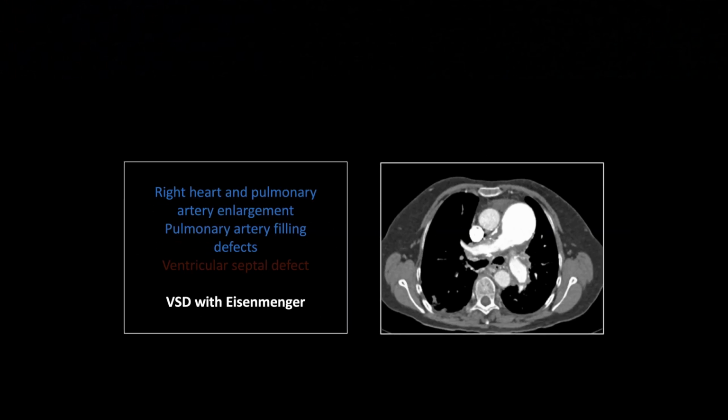And here is a VSD. This one was a crazy case. This is an elderly female. She was in her late 70s, maybe early 80s. And so look at the enlargement of those pulmonary arteries.